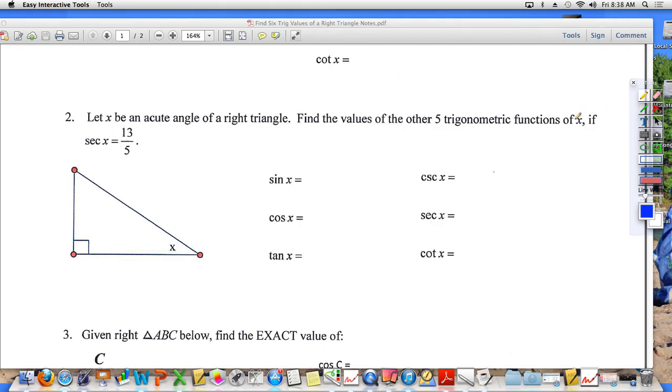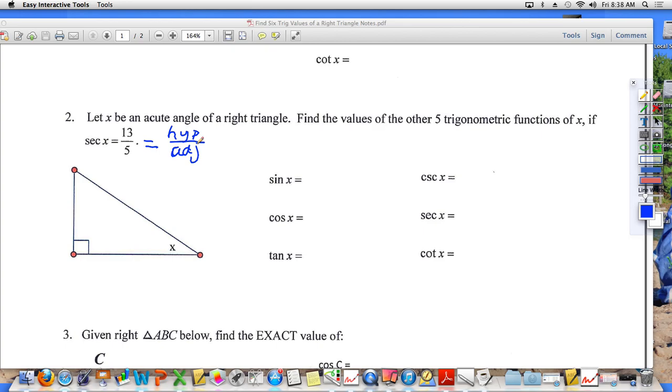Secant of x is 13 over 5. You guys, secant is the reciprocal of cosine. And that means that if it's the reciprocal of cosine, the 13 is the hypotenuse and the 5 is the adjacent side. Are you okay with that? Yes, we are. Adjacent over hypotenuse is cosine.